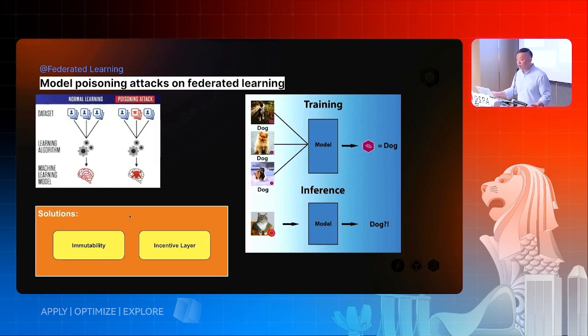There are some solutions to this. What I can think of right now is to create an immutable layer so everyone is responsible and they know exactly who is the bad actor. And also create an incentive layer to ensure that more people participate in this training, so that the inference will be accurate.